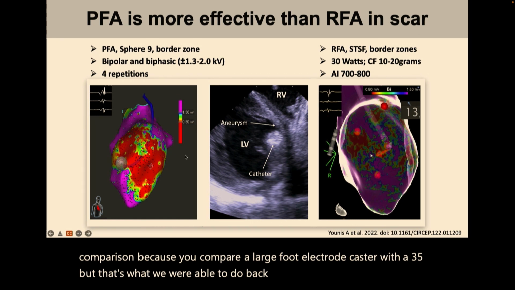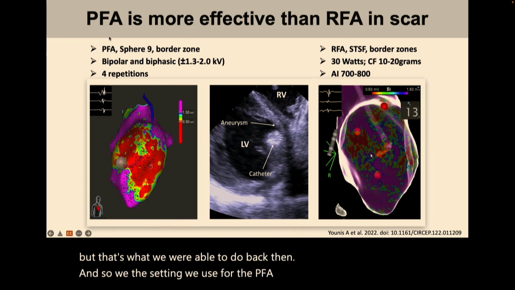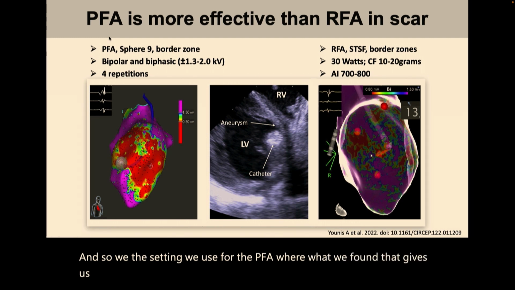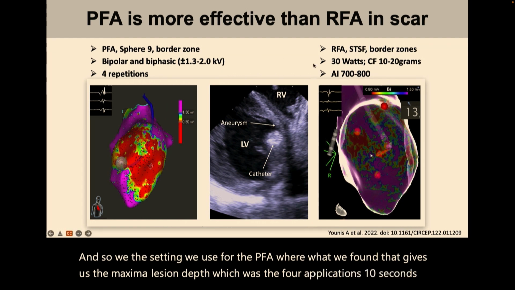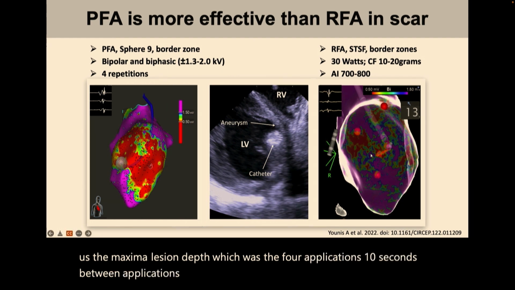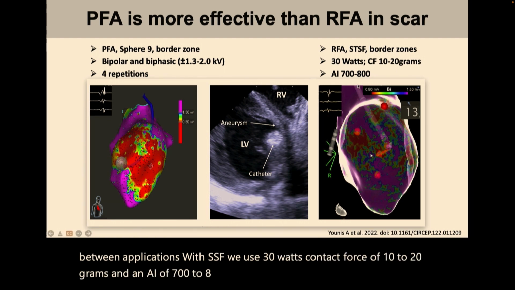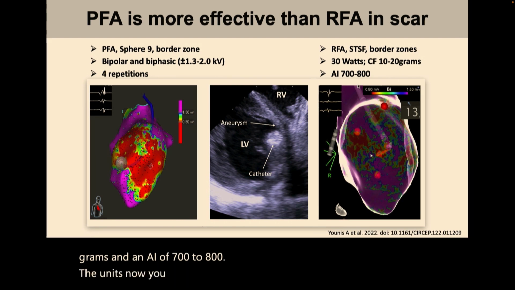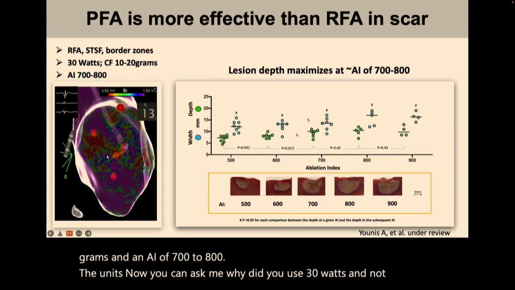And so the setting we used for the PFA was what we found gives us the maximal lesion depth, which was the 4 applications, 10 seconds between applications. With STSF, we used 30 watts, contact force of 10 to 20 grams, and an AI of 700 to 800 units. Now, you can ask me, why did you use 30 watts and not more? And I want to share this with you because it's important.